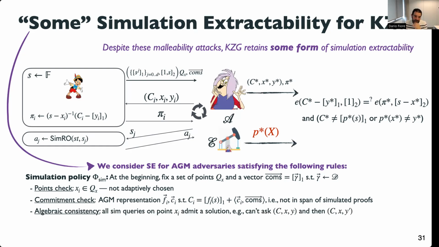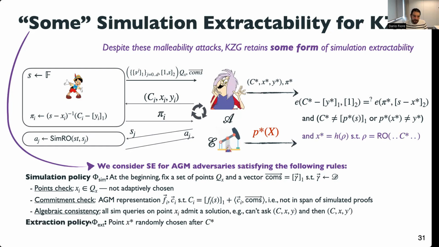And the last requirement is that all these simulation queries, if you look at all the pairs XI, YI, must define an admissible system of equations. So it means that, for example, you cannot ask X, Y, and X, Y prime for Y prime different from Y. This is the simplest example. So you cannot ask things that are obviously false in a certain way.